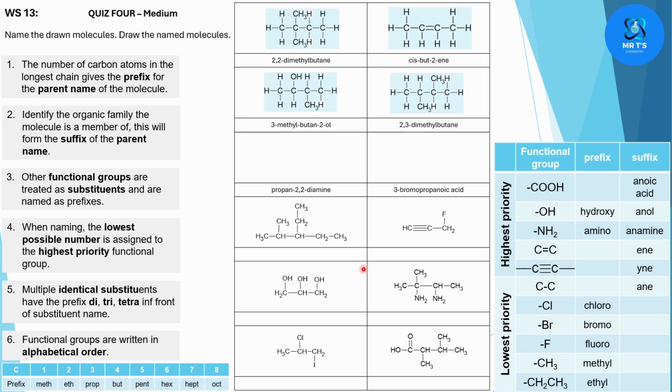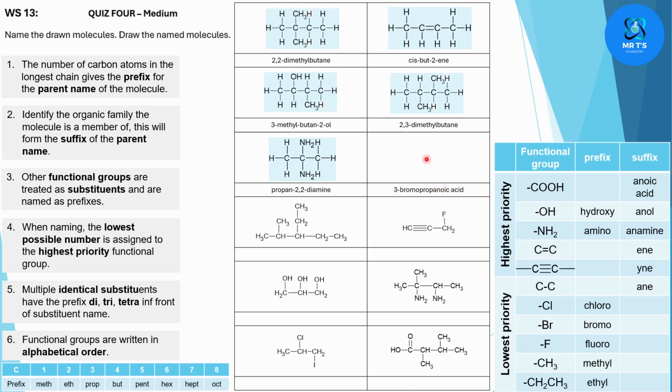Propane-2,2-diamine. Okay, now remember we put the 2,2 in, we can't just put 2 because it's diamine. There are 2 amine groups. We need to say exactly where each is attached. They're both attached to the second or middle carbon on a propane chain, and it's amine, and the suffix is -amine because it's an amine.